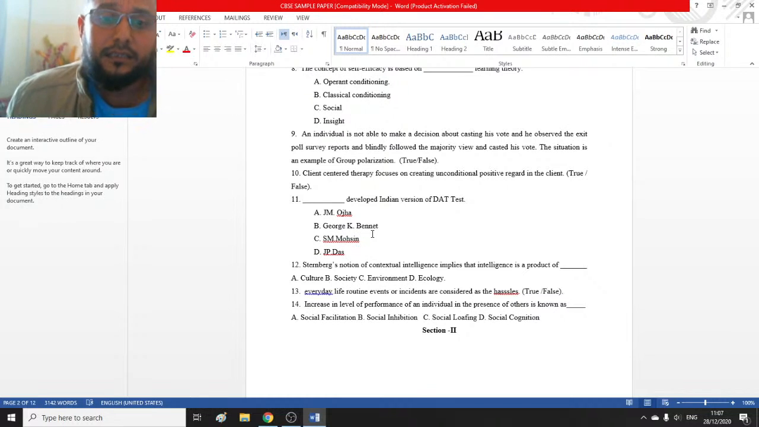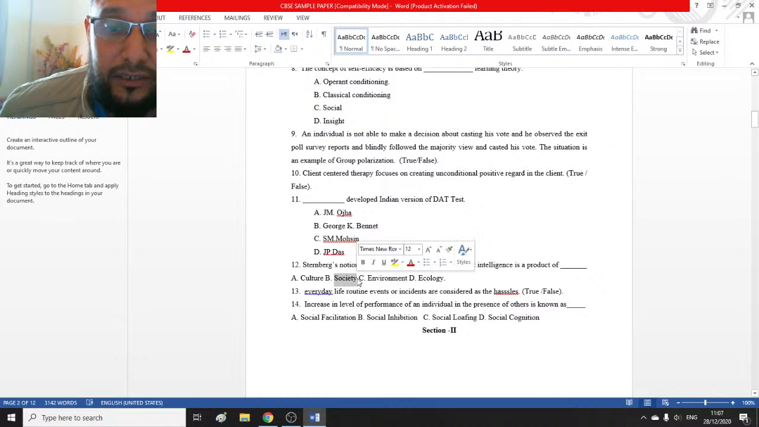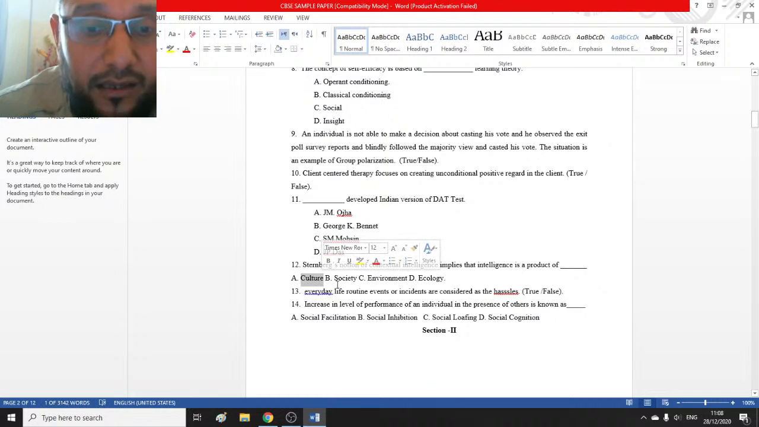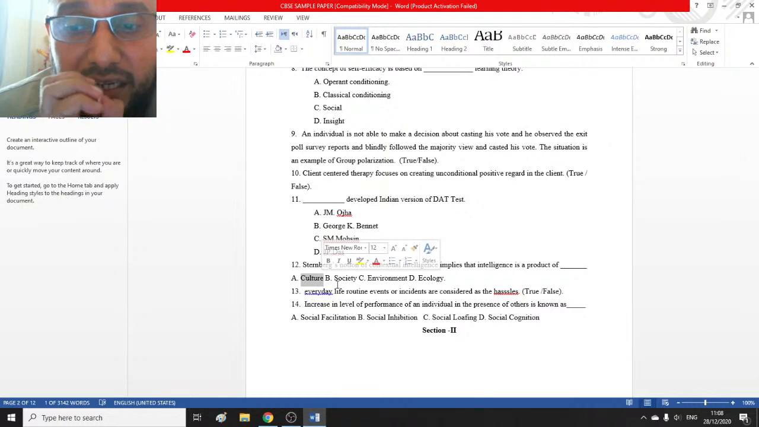Question number 12. Sternberg's notion of contextual intelligence implies that intelligence is a product of culture. It is the product of culture. Many of you may think of society also, right? No, sir, not like that. They are saying it is from the culture. Society is different, culture is different. Sometimes culture is a characteristic of society, and vice versa. It is a very big, debatable area, but keep it up to this. Contextual intelligence is the product of culture. It's not society.